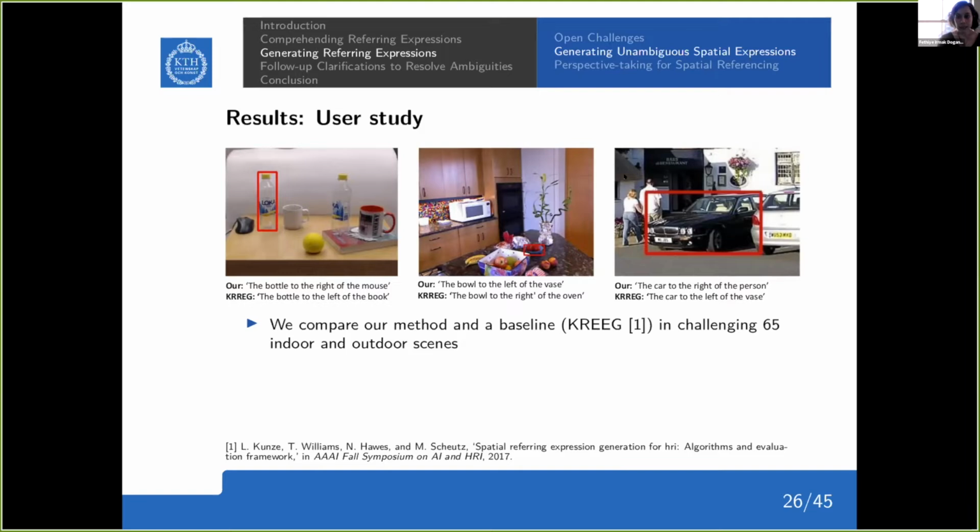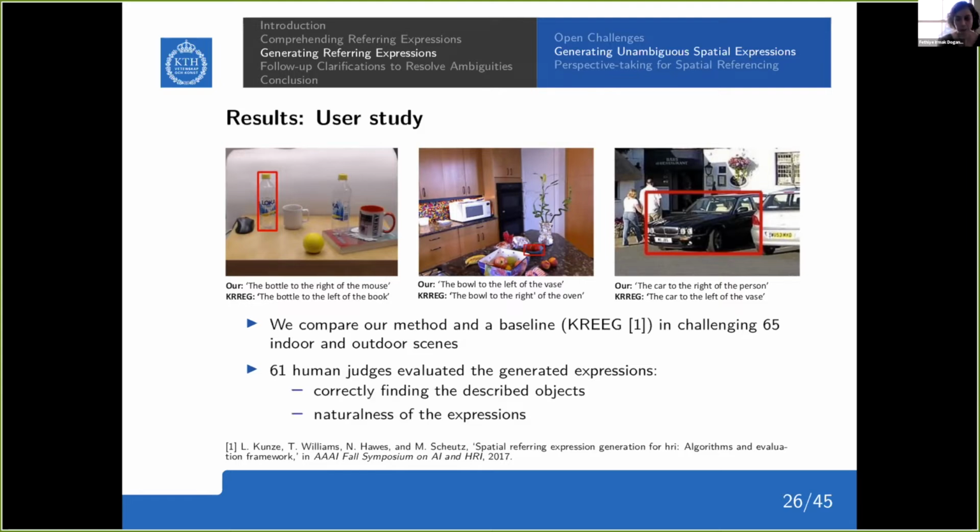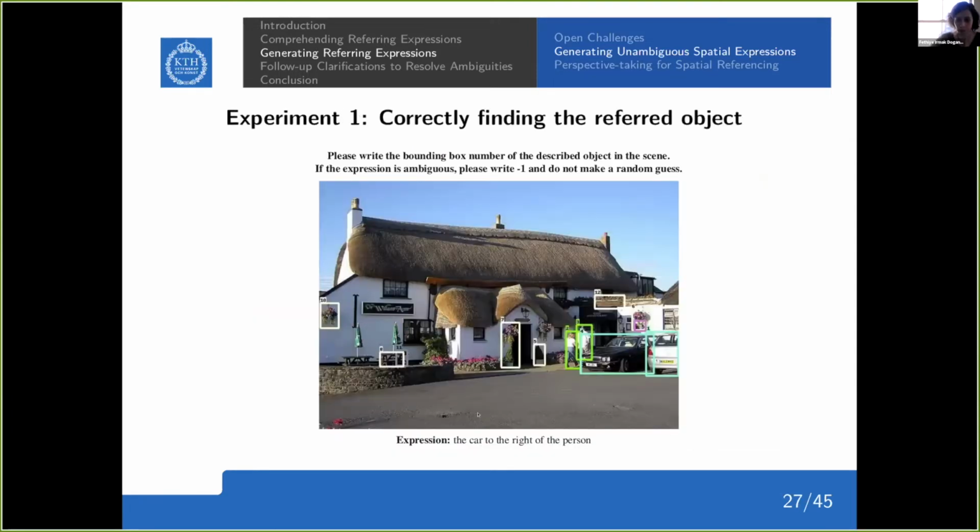And to evaluate our method, we conducted a user study. And we compared the generated expressions with the state-of-the-art baseline in 65 indoor and outdoor images. And we asked 61 human judges to evaluate the generated expressions, both our method and the baseline method. And they evaluated the expressions considering correctly finding the described objects and also the naturalness of the expressions. Let's start with the first experiment.